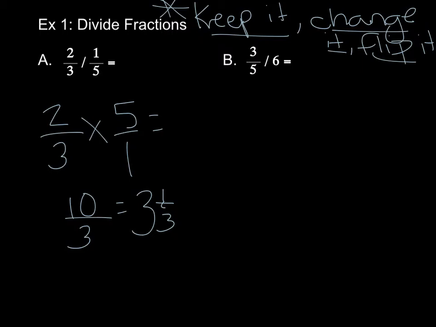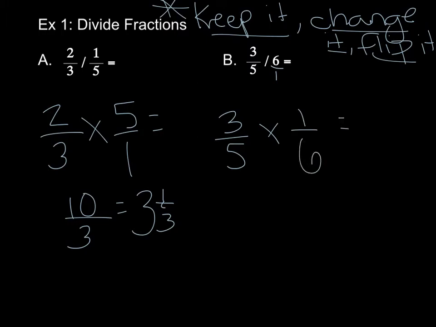Example B is 3/5 divided by 6, or 6 over 1 since it's a whole number. So keep the first fraction, 3/5, change division to multiplication, and flip the second fraction to its reciprocal. The reciprocal of 6 over 1 is 1/6.